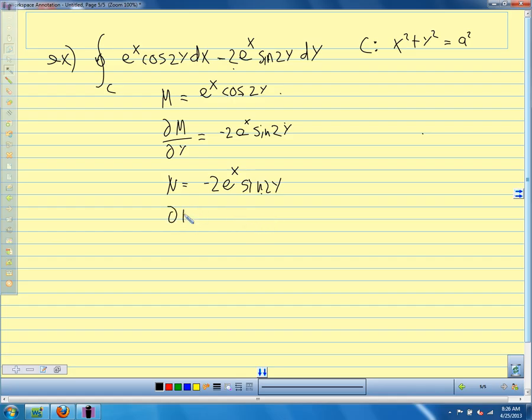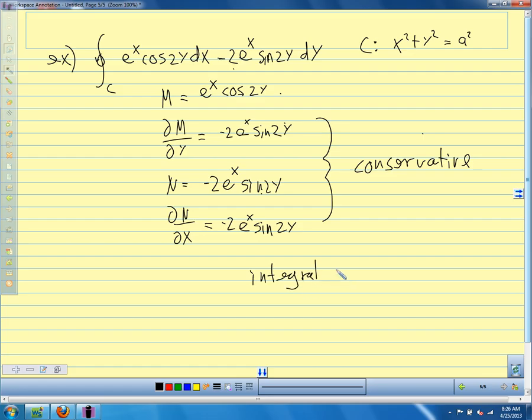dN, the partial of N with respect to x, is minus 2 e to the x sine 2y. So what does this tell us? This is conservative. And so our integral evaluates to 0. So this is a conservative field. The line integral around our closed path is 0.